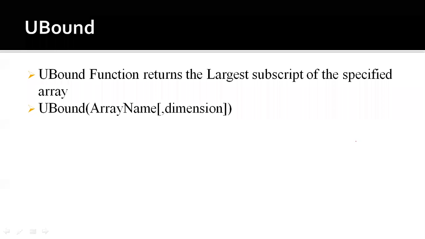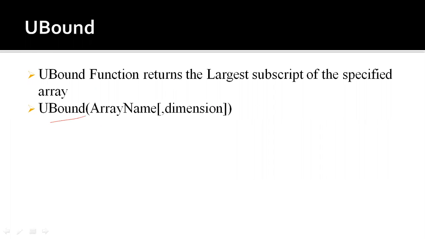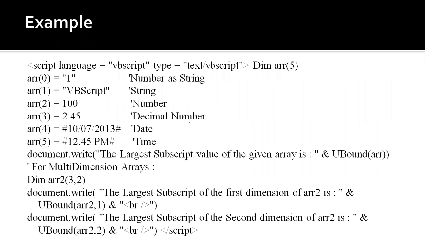Now the next function is the upper bound. Upper bound returns the largest subscript of the specified array. It is similar to the lower bound, and you need to write the name of the array and the dimension for which you want to retrieve the upper bound. Again, you can see the example.